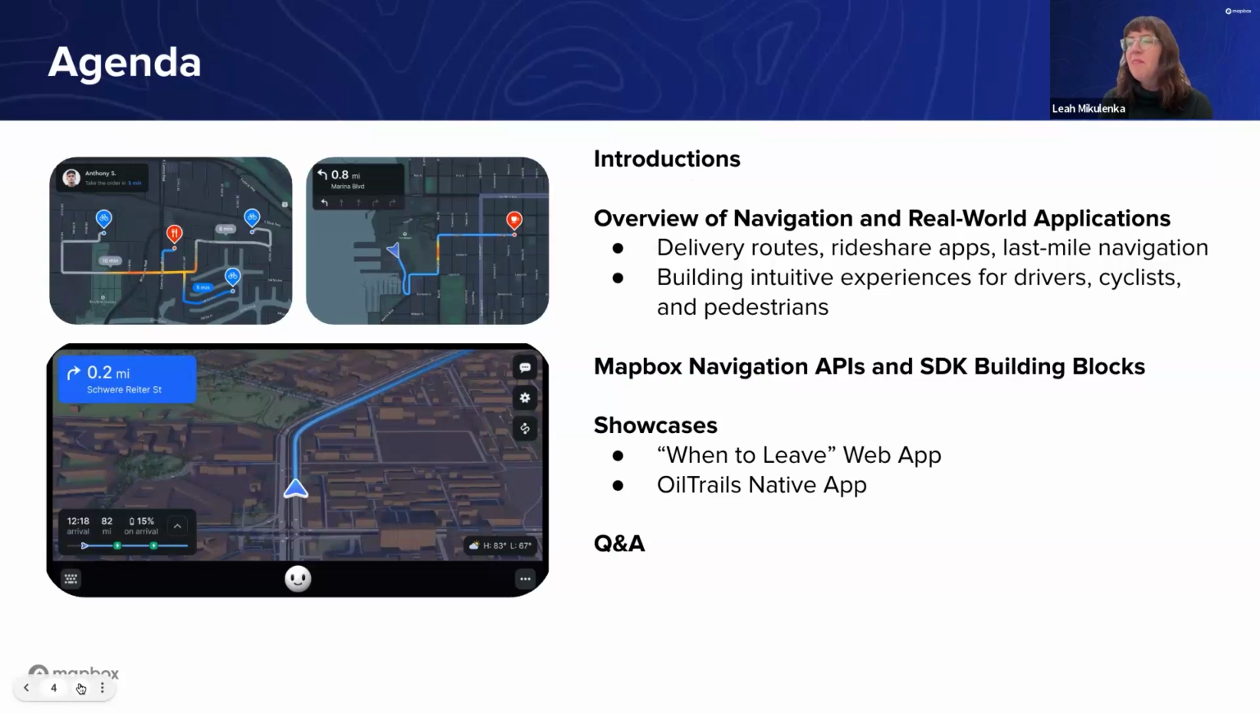And then we'll get into the Mapbox Navigation APIs and SDK, because those are really the building blocks of making your web app or your mobile app run well with Mapbox navigation. And then we've got a couple of presenters joining us. Our first showcase is the When to Leave web app, and then the OilTrails native app. And again, at the last 10 minutes, we'll just have that Q&A session. So feel free to enter those questions throughout the presentation.